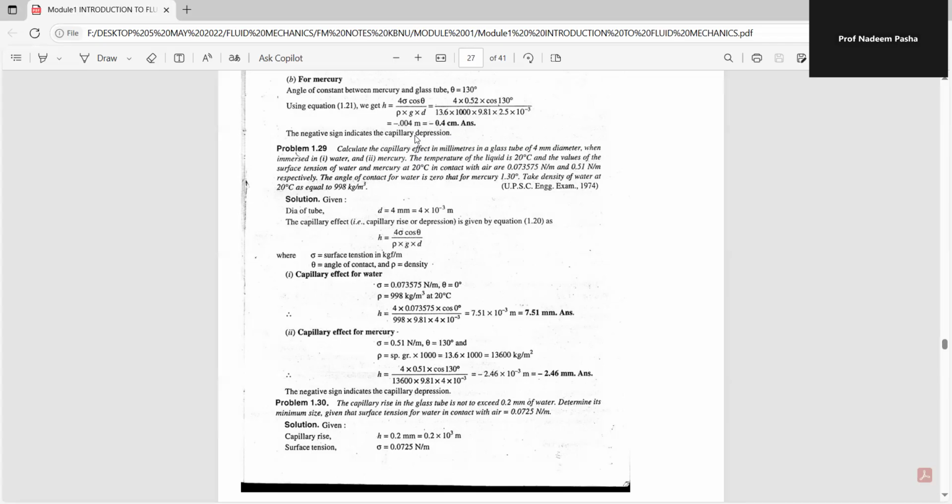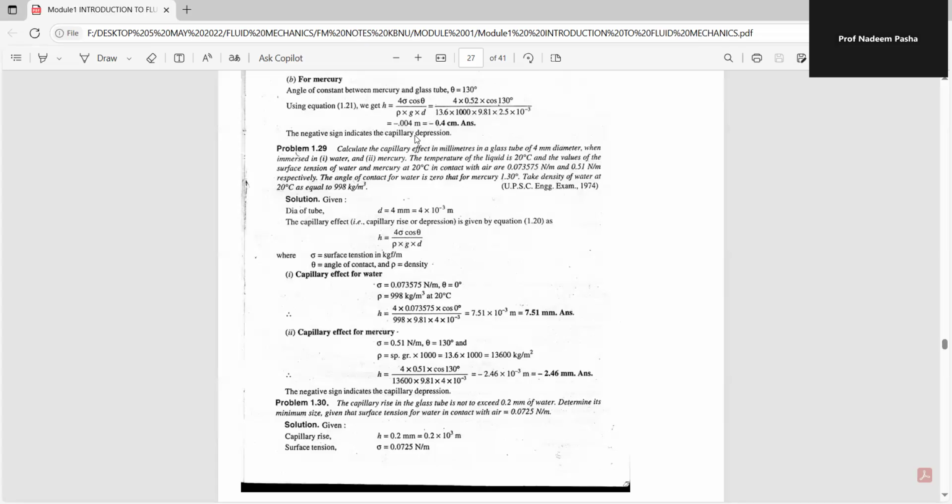It is a question of the UPSC engineering exam also, for 1974. Calculate the capillary effect in millimeters in a glass tube of 4 mm diameter when immersed in water and mercury. The temperature of liquid is 20 degrees Celsius and the values of surface tension of water and mercury at 20 degrees Celsius in contact with the air are 0.073575 Newton per meter and 0.51 Newton per meter respectively. And the angle of contact of water is 0 and that for mercury is 130 degrees. So it is not 1.3 degrees, it is 130 degrees.